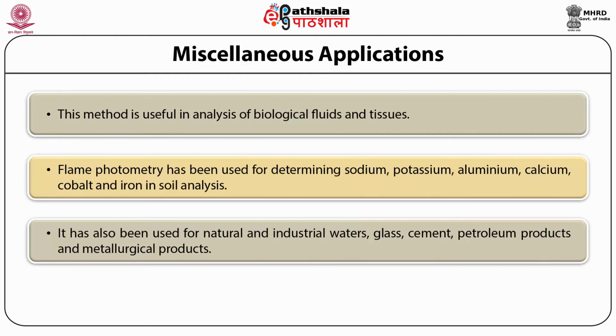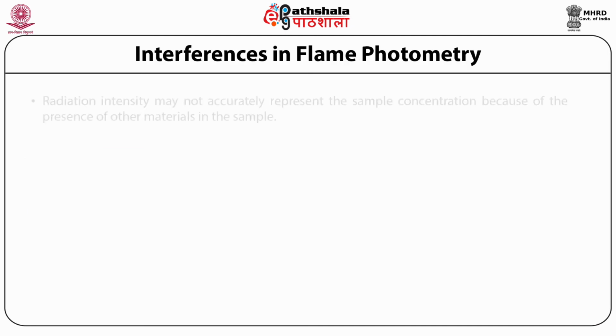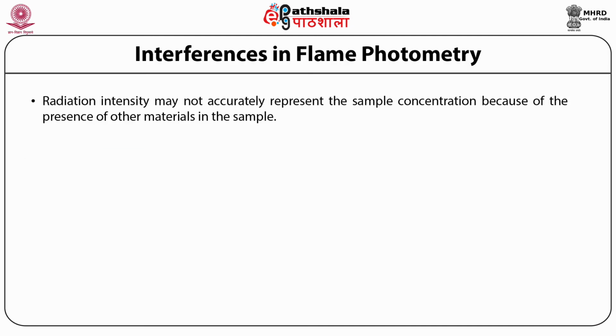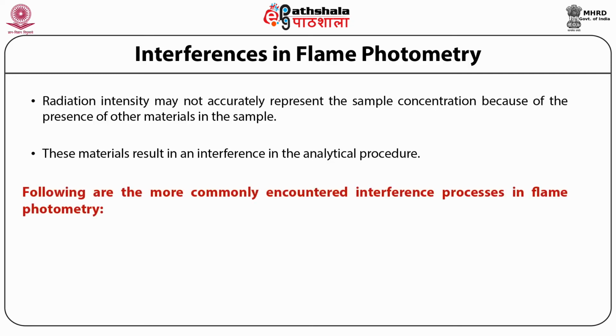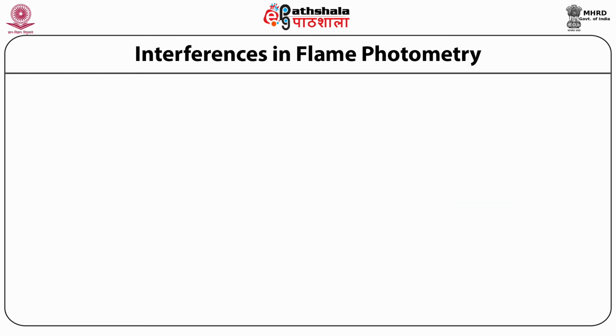Now the interferences in flame photometry. The radiation intensity may not accurately represent the sample concentration because of the presence of other materials in the sample. These materials result in an interference in an analytical procedure. It is only through adequate control of this interference that flame photometry would provide good analytical results. Following are the more commonly encountered interference processes in flame photometry. Number one is the spectral interferences.